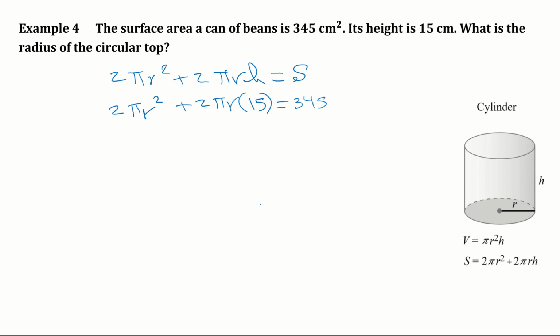All right, so let's clean it up a little bit. So we have 2 pi r squared plus 2 times 15 is going to give us 30 pi r.